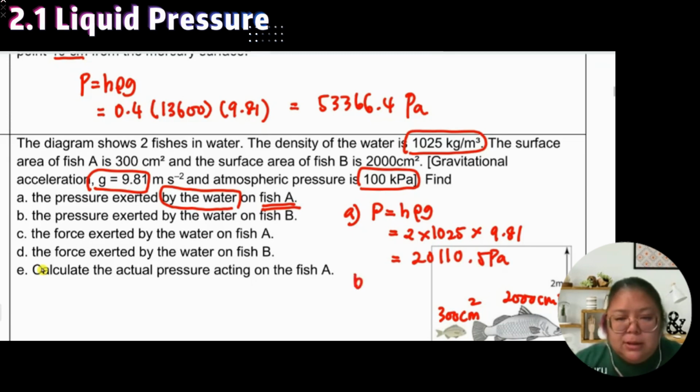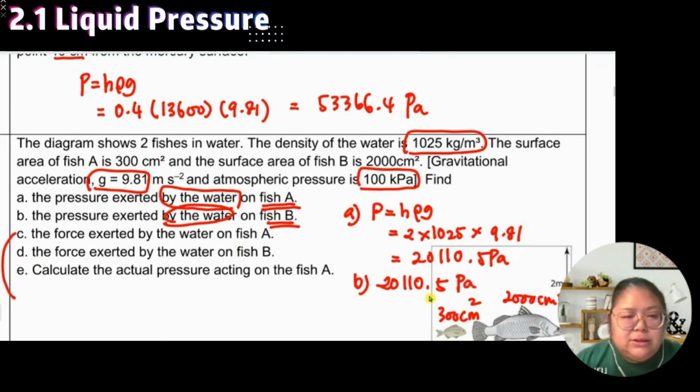B asks about the pressure by water on fish B. Yin Hong, what's your answer for B? For this one, actually, we don't need to do any calculation, because fish B is at the same level. When they're at the same level, in the same liquid, the density is the same, so the answer should be the same. We just copy from just now: 20110.5 Pascal.